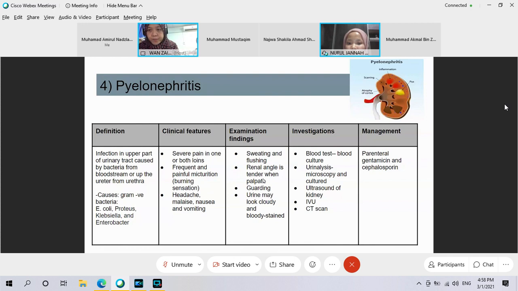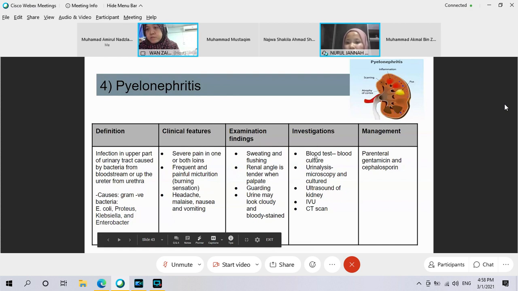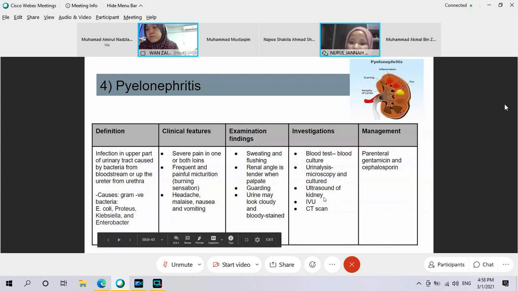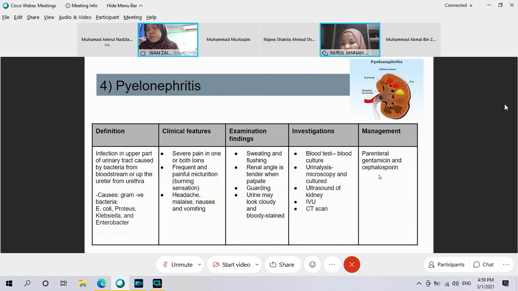For the examination findings, the patient may have sweating and flushing. The renal angle is tender on palpation. Guarding, and the urine may look cloudy and blood-stained. For the investigation, we may need to do a blood test and blood culture, which is to specify what kind of bacteria has been infecting the patient. Then urinalysis, ultrasound of kidney, IVU, which is X-ray examination of the kidney and bladder, and CT scans. For the management of pyelonephritis, we give parenteral gentamicin and cephalosporin, which is a broad-spectrum antibiotic.